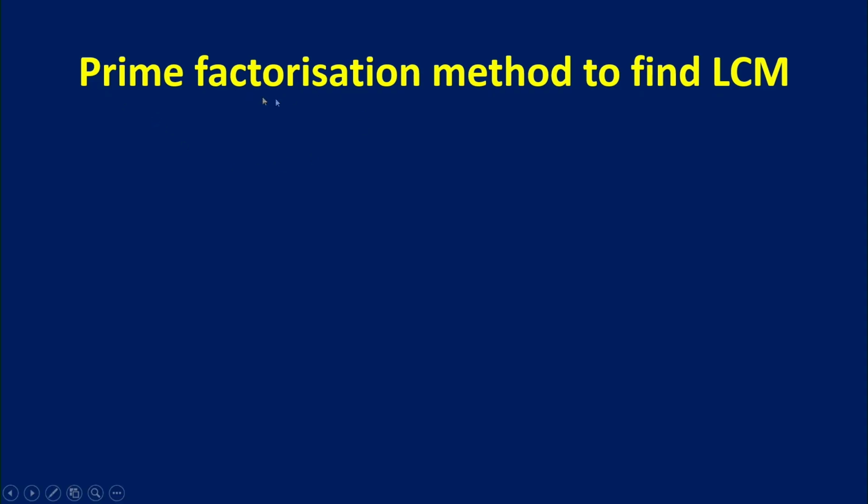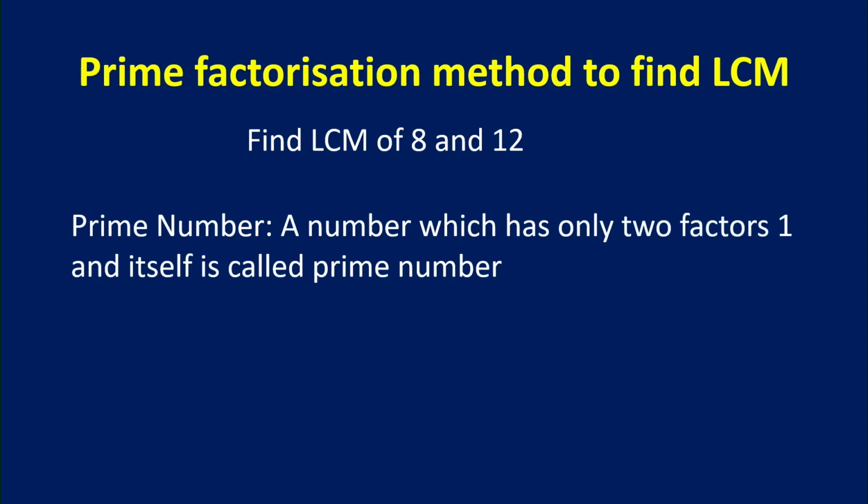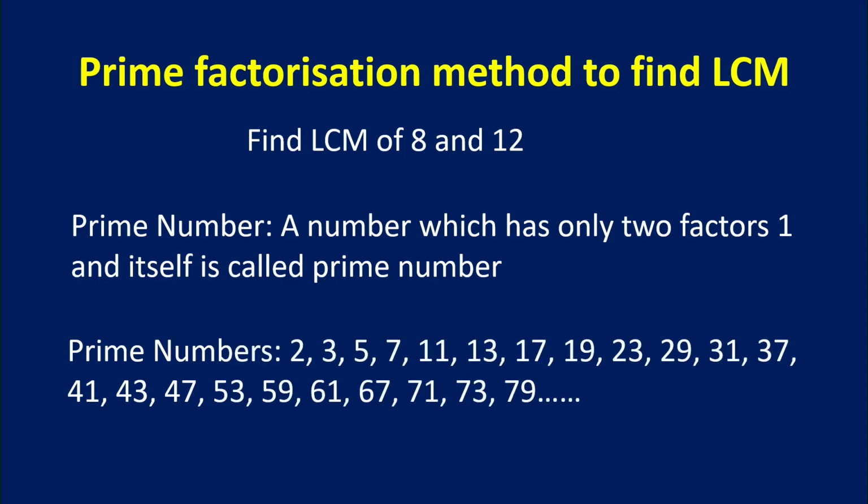Before going to this method, let us understand the word prime numbers. A prime number means a number which has only two factors, 1 and itself. Here these are the prime numbers from 1 to 100. So many numbers: 2, 3, 5, 7, 11, 13 and continuing. These numbers are called prime numbers. Let us write the numbers as a product of prime numbers, that is prime factorization.